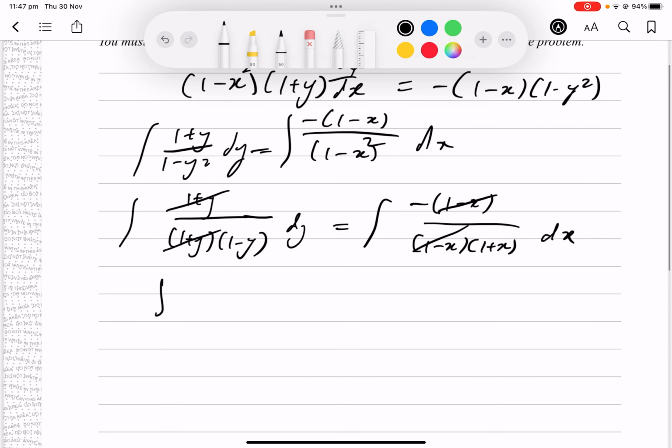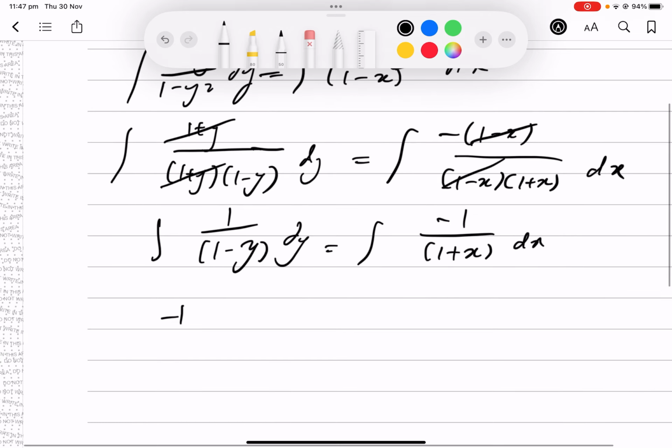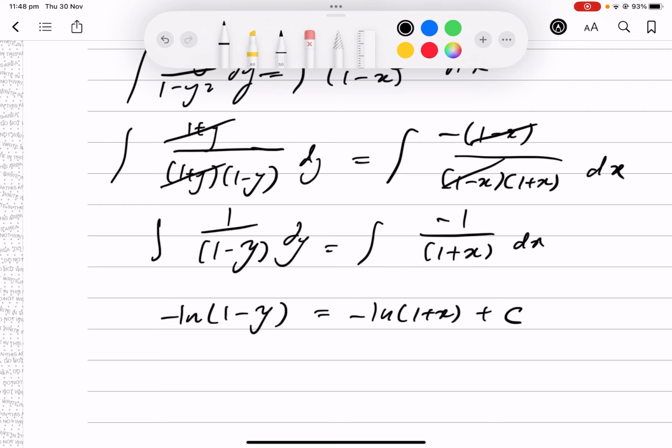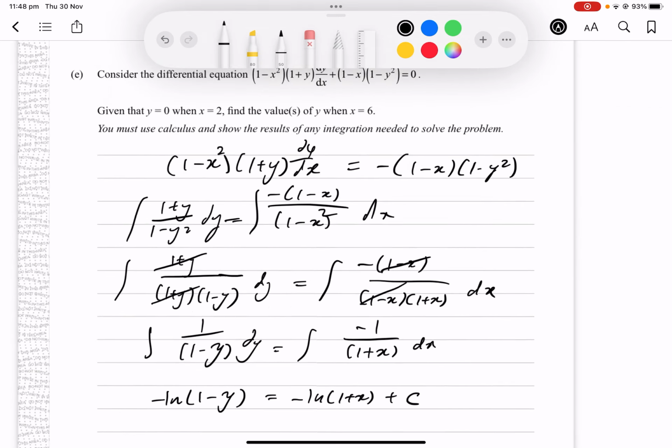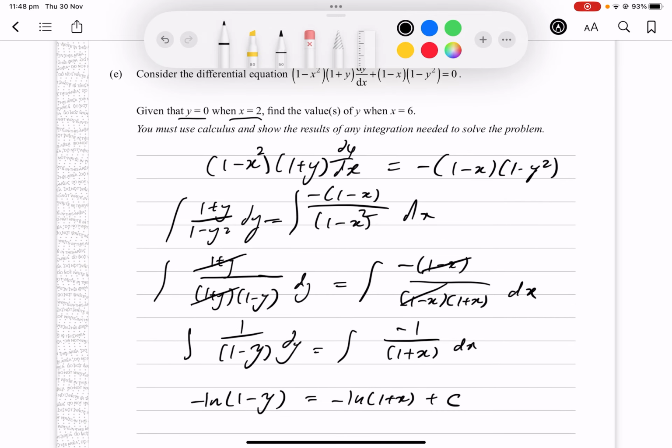So now we have the integral of 1/(1 - y) with respect to y, that equals the integral of -1/(1 + x) with respect to x. So this is -ln|1 - y|. Remember, it's negative ln because the derivative of negative y is negative 1, so we need the negative 1 on the outside. And that's going to be equal to -ln|1 + x| + c. Cool.